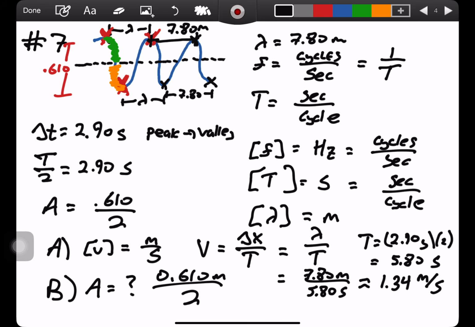And so it's one thing to talk about cycles per second, which we give in hertz, but then we can also talk about seconds per cycle. How many seconds does it take for a wave to go from peak to peak or from valley to valley? And that is the period. And the period and the frequency are inversely related to each other. Frequency is cycles per second, period is seconds per cycle. So you could say the frequency is 1 over t, or you can say t is 1 over f.